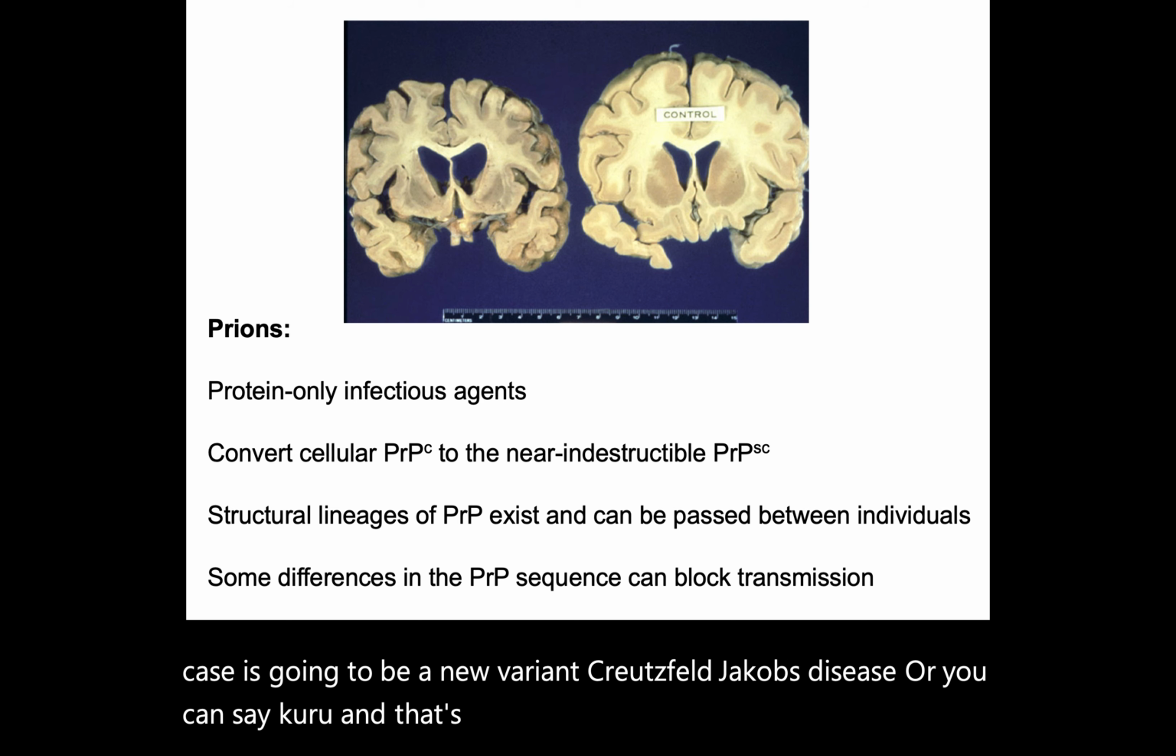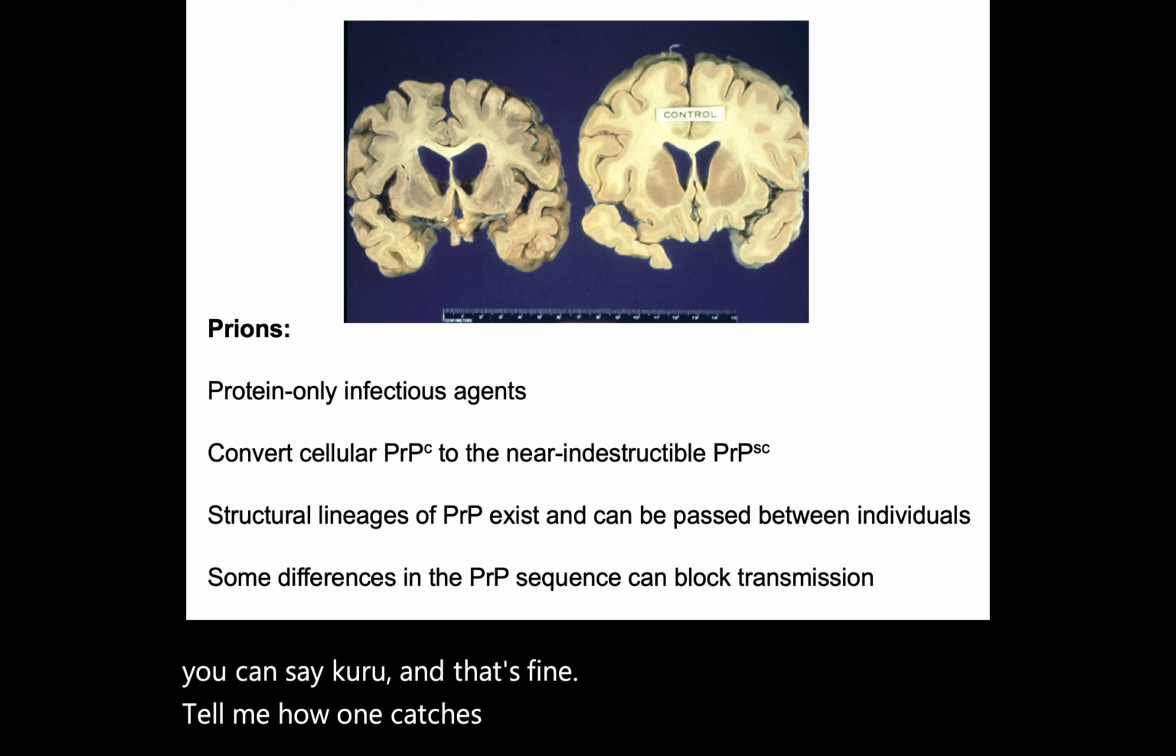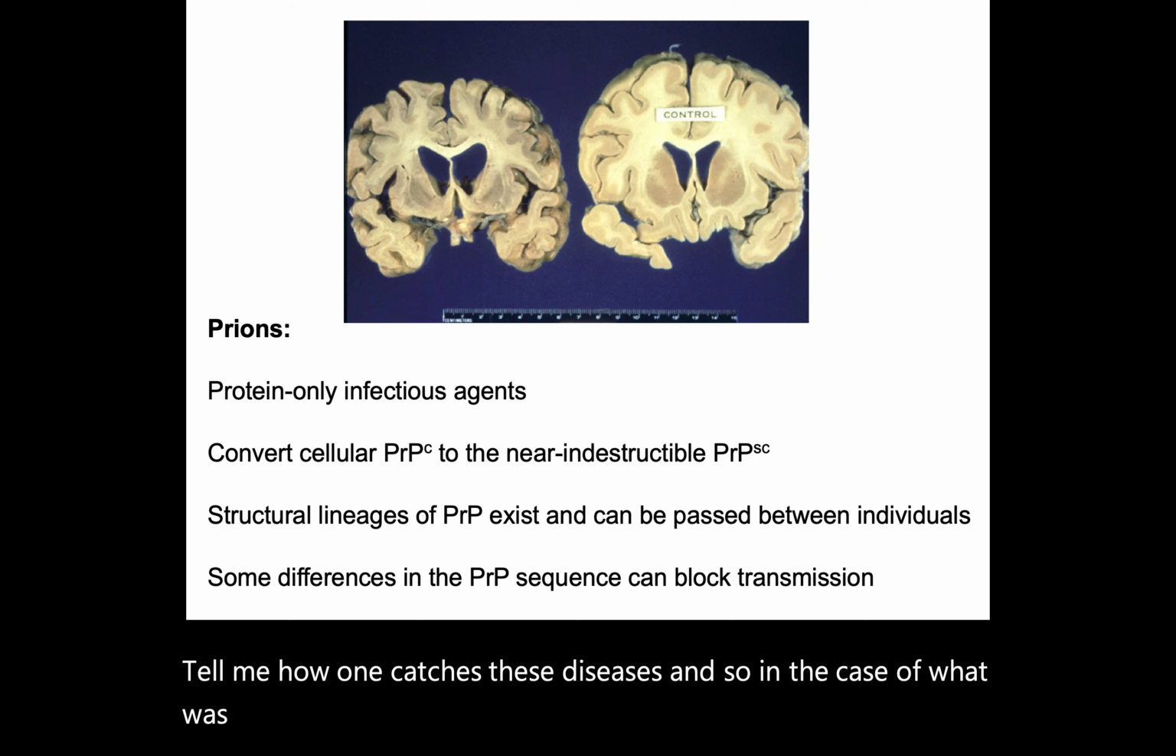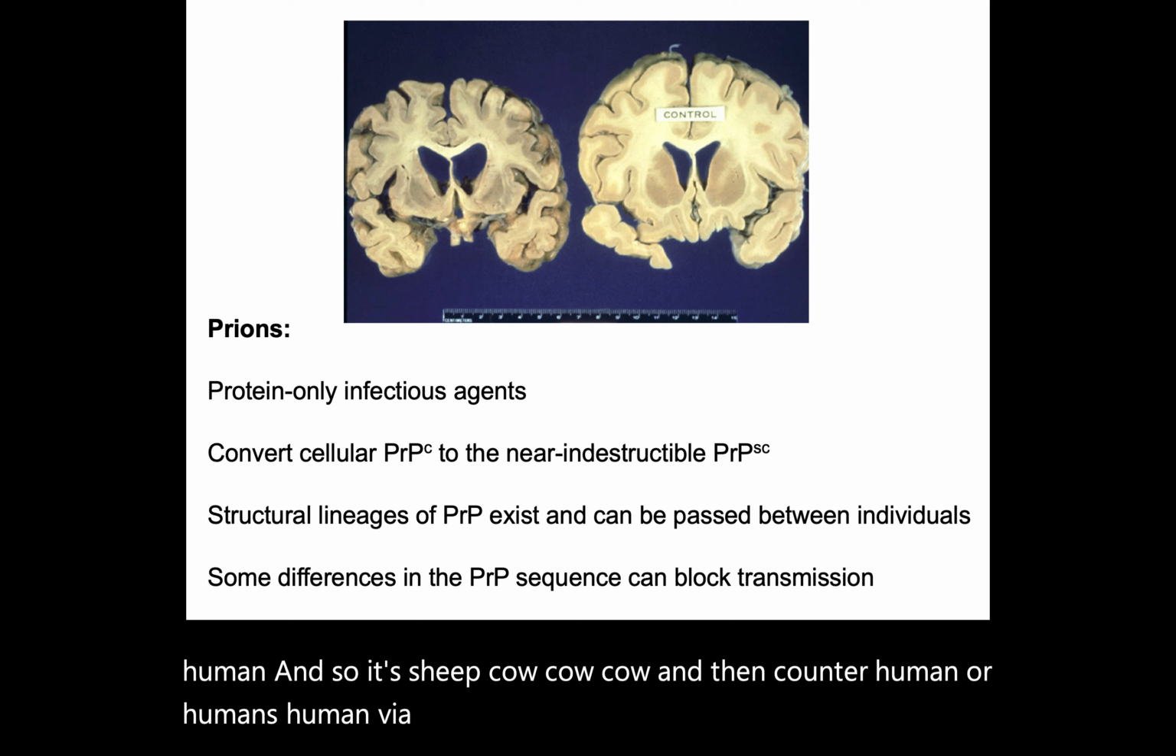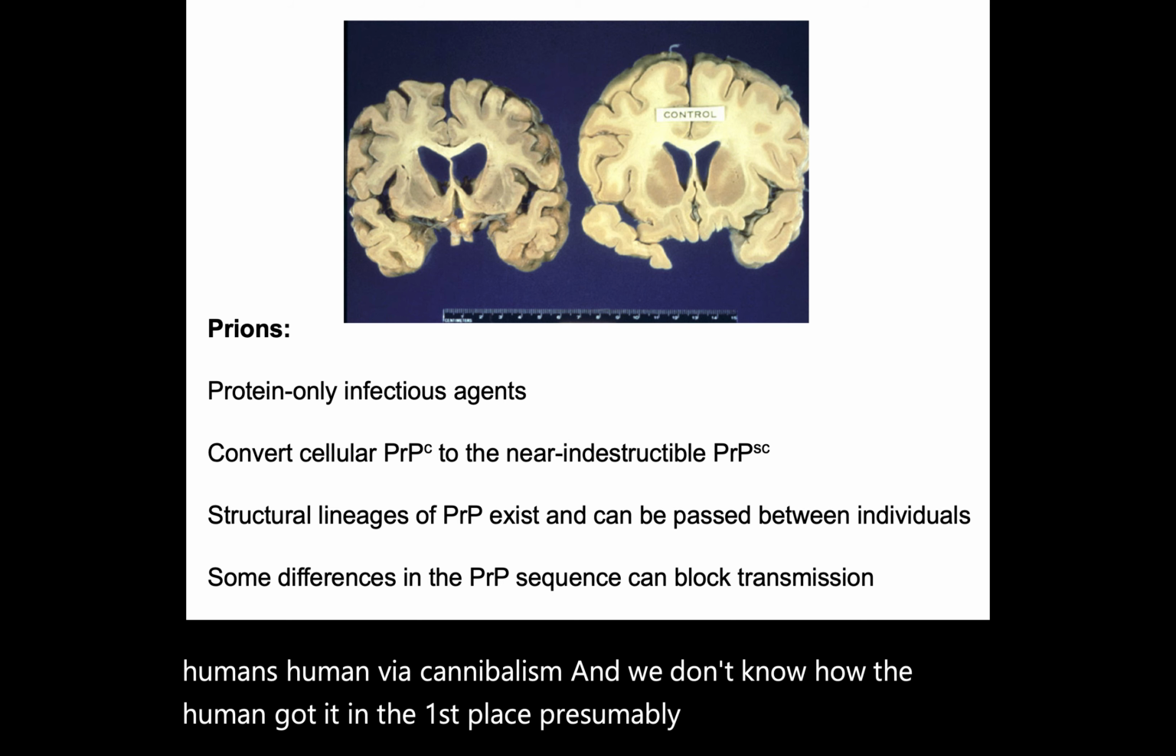You're going to tell me how one catches these diseases. And so in the case of, what was the transmission chain before we started going human to human? And so it's sheep to cow to cow, and then cow to human, or human to human via cannibalism. And we don't know how the human got it in the first place, presumably from some version of livestock.